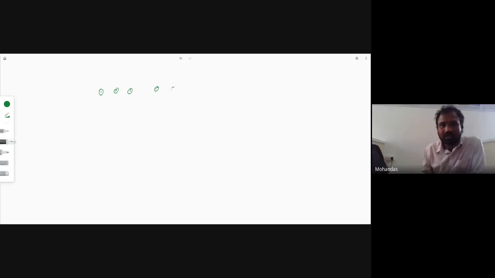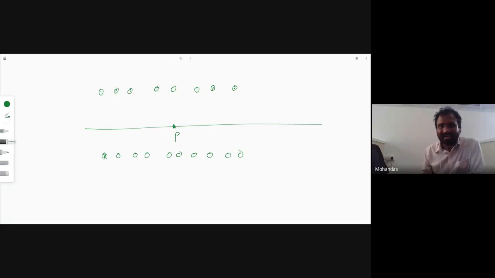There are 5 more minutes, so let me finish this. All these are crosses and this is the z-axis. And imagine that at this point P is the field point. Where is it located here? At the center of the solenoid. This is the lower end of the solenoid, and this is the upper end of the solenoid.